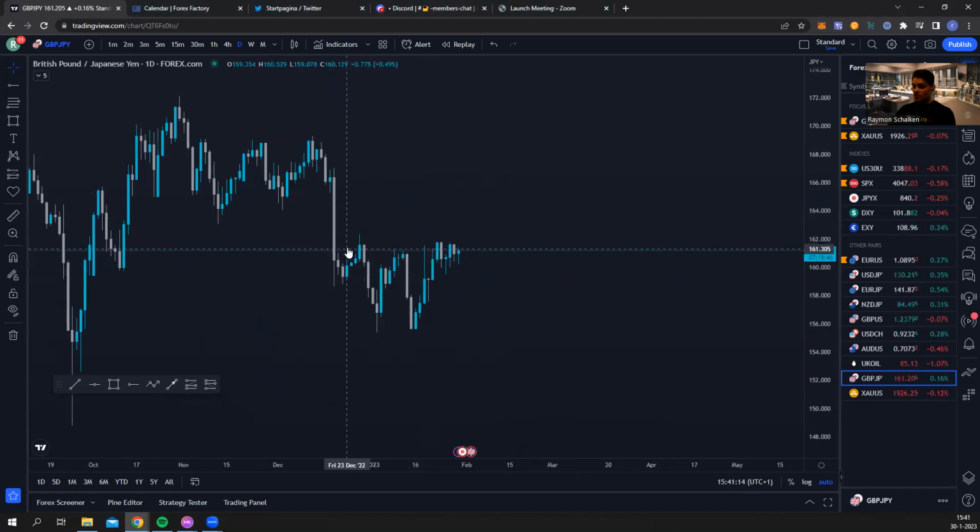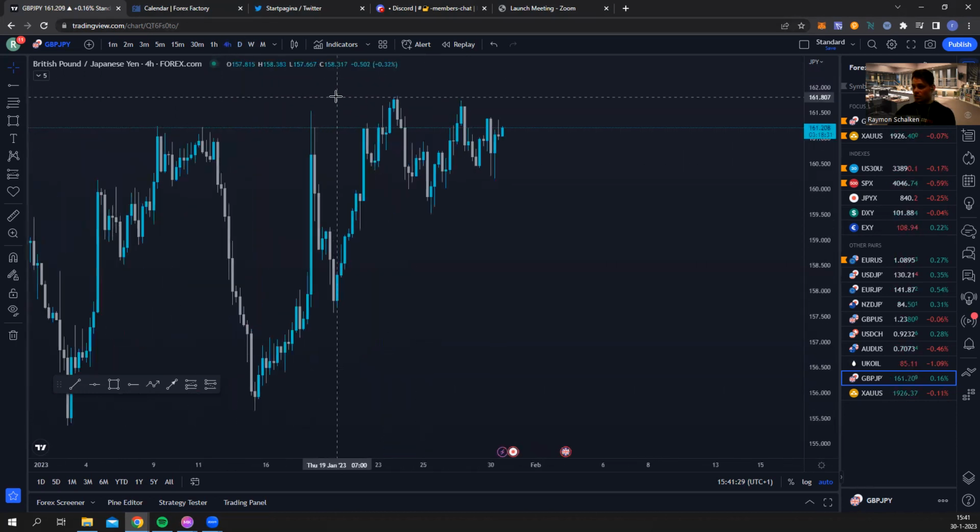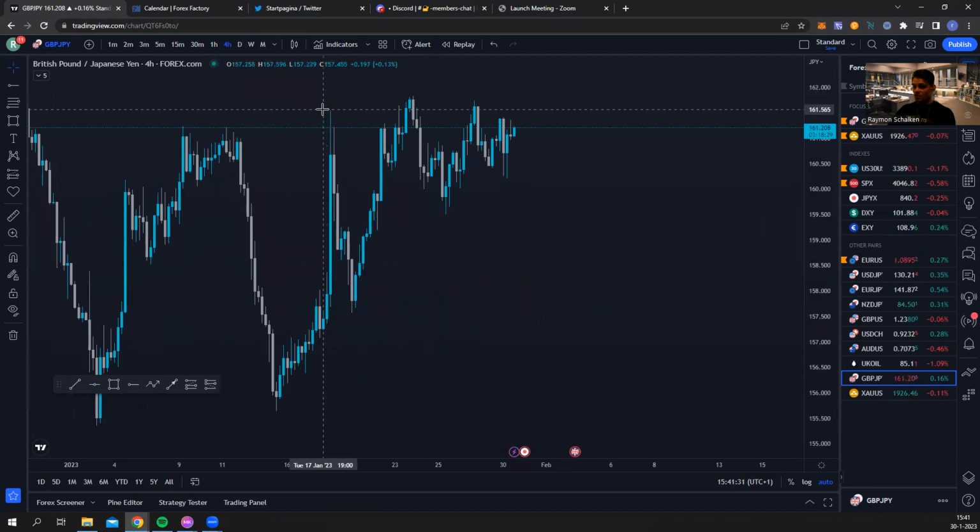Right here we have the structure that I have been talking about quite a lot. And you see that the price is bullish at the moment as it broke above here, but rejected this area right there. Do you want to know why and how? Just join Discord and you will learn. For now, let's drop to the lower time frames and why I took that trade.